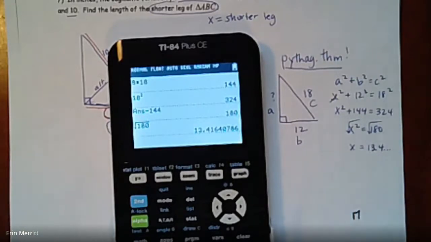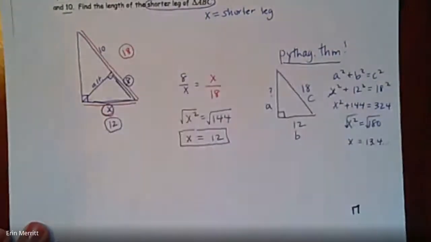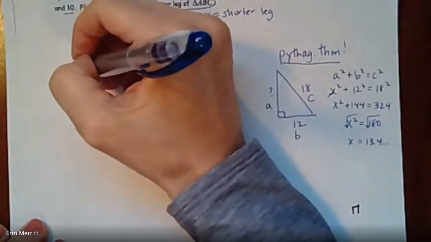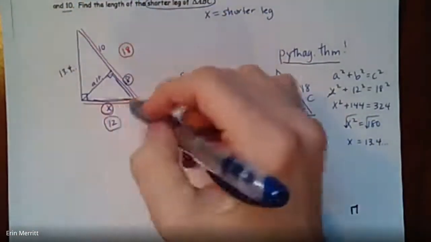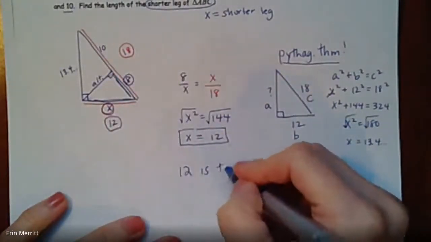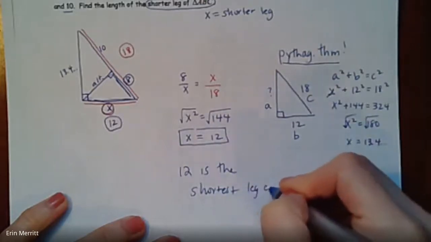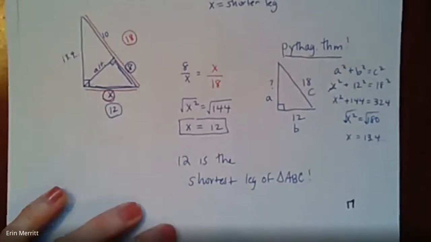Now, even though we would normally leave the answer in simplest radical form, what I really care about is which one's the shorter leg. Well, if this leg comes out to be like 13.4 and change, then the 12, we were correct with our diagram, that 12 is the shortest leg of triangle ABC. All right, that's it.